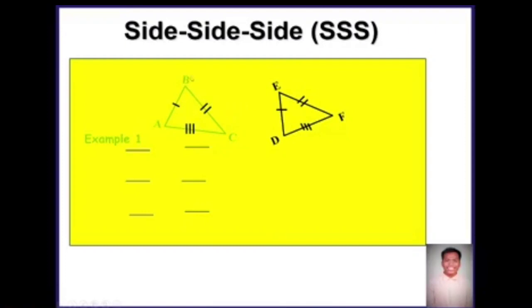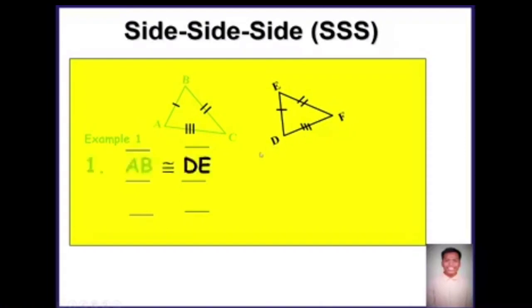The same is true with line BC and line EF. We have two lines there intersecting, right? So it means that BC and EF are congruent. The same is true with AC and DF. They have 1, 2, 3 lines intersecting, meaning these sides AC and DF are congruent.